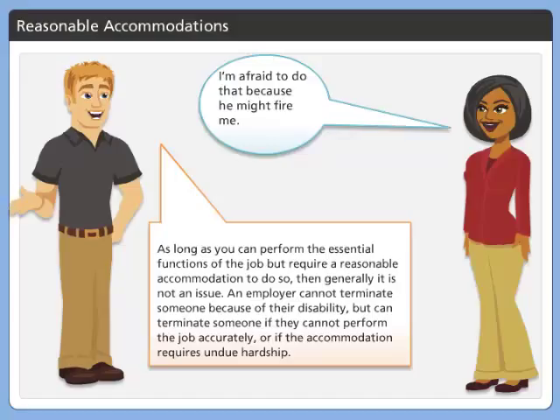As long as you can perform the essential functions of the job but require a reasonable accommodation to do so, then generally it is not an issue. An employer cannot terminate someone because of their disability, but can terminate someone if they cannot perform the job accurately or if the accommodation requires undue hardship.